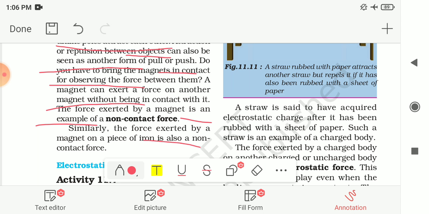Similarly, the force exerted or applied by a magnet on a piece of iron is also a non-contact force. We know that magnets attract iron pieces. So when the magnet attracts the iron pieces, that is also a non-contact force because there is no contact between the iron piece and the magnet. So this is the first example of non-contact force, that is magnetic force.